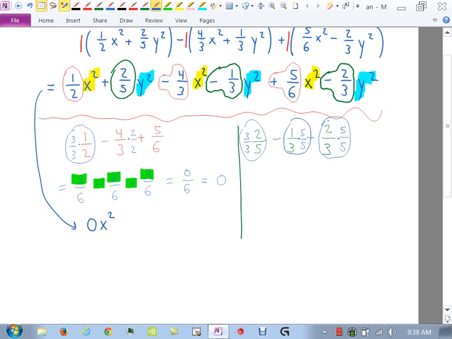So what should I have? 6 over 15 minus 5 over 15 minus 10 over 15. And then I put the numerators together. 6, take away 5, and then take away 10. So 6 minus 5 is 1. 1 take away 10, negative 9. So you get negative 9 over 15. That fraction reduces because 3 goes into each of those. Negative 3 over 5.